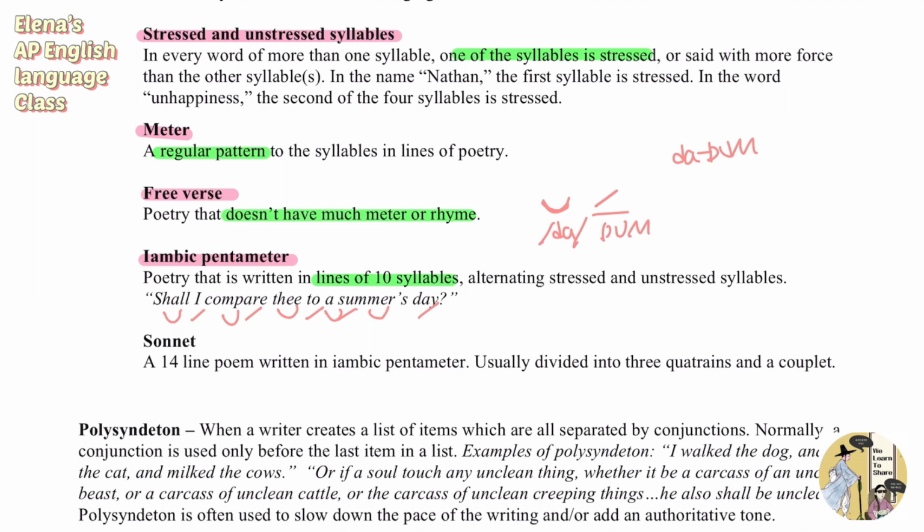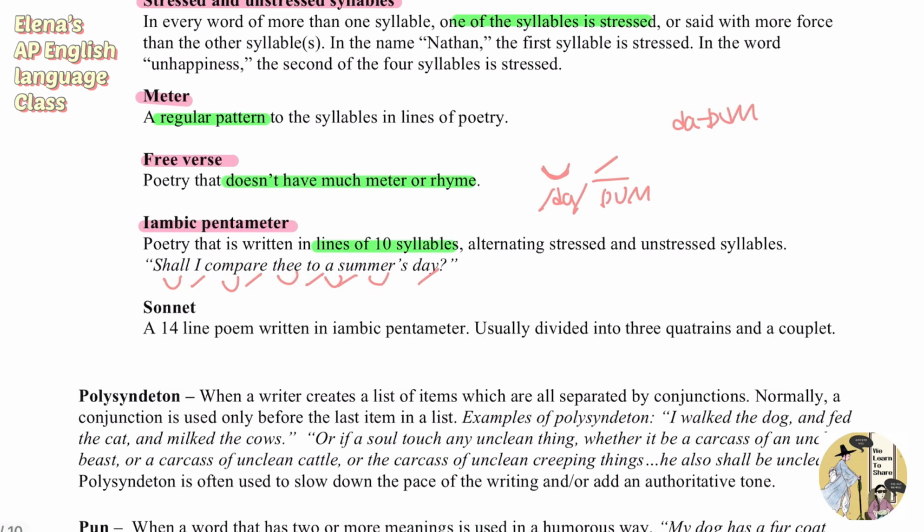Right? So if I have that stressing in the syllables, it would be, shall I compare thee to a summer's day? Right? So you can understand that iambic pentameter is written in lines of 10 syllables that alternate stressed and unstressed syllables, and it can be written with these kinds of symbols.